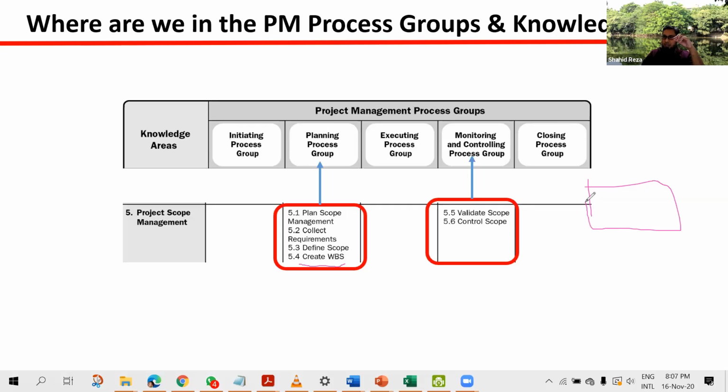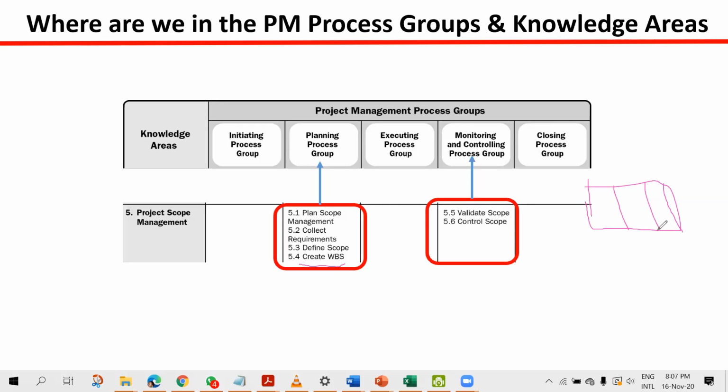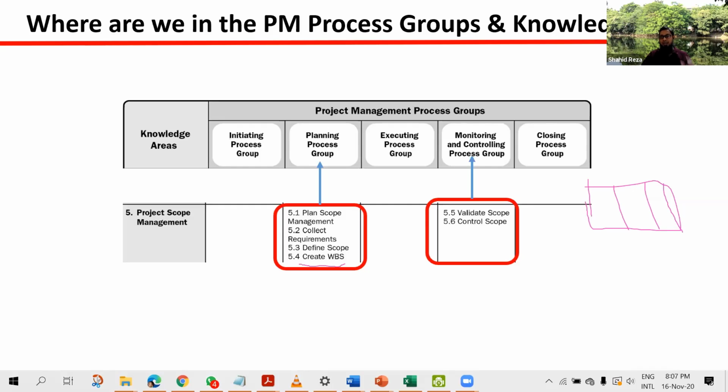What happens in the project? We cannot deliver the whole thing at a time. What we do is break down the scope into smaller chunks so that we can easily manage and easily deliver. All right. So breaking down the scope into small chunks is known as WBS, work breakdown structure. So WBS is nothing but the graphical presentation and breakdown into smaller components or smaller chunks of the whole work, the whole project scope statement. That is known as WBS.